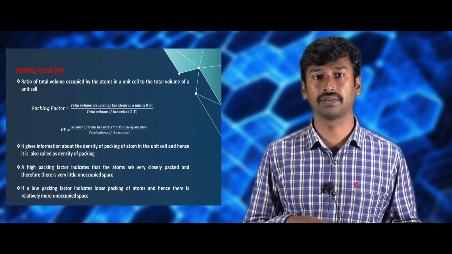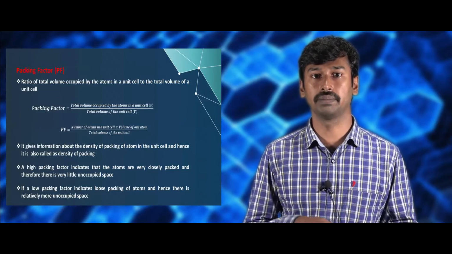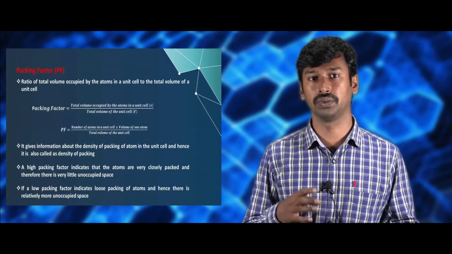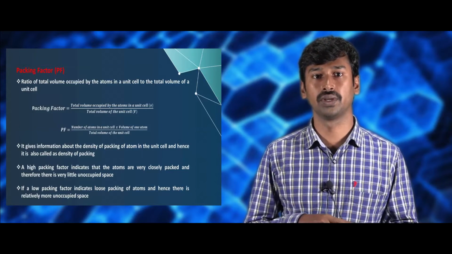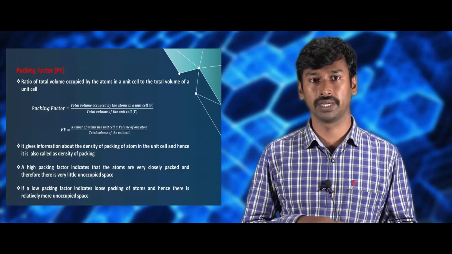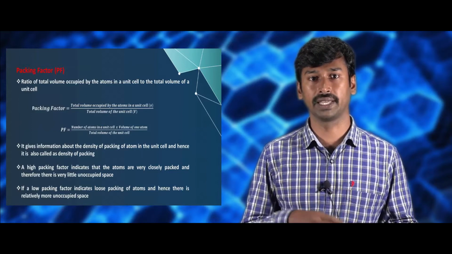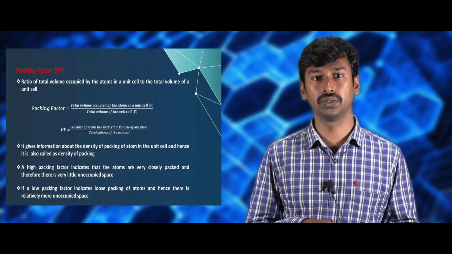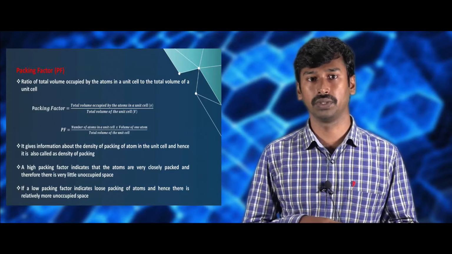Now we see the packing factor. It is the ratio of the total volume occupied by the atoms in a unit cell to the total volume of the unit cell. Mathematically, packing factor is equal to the total volume occupied by the atoms in a unit cell divided by the total volume of the unit cell. It can also be expressed as: packing factor is equal to the number of atoms in the unit cell times the volume of one atom, divided by the total volume of the unit cell.